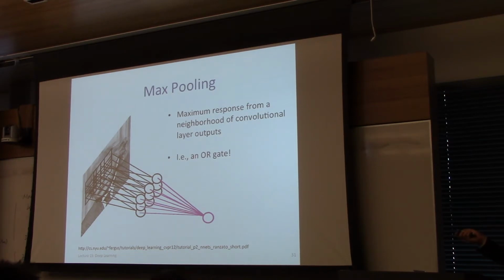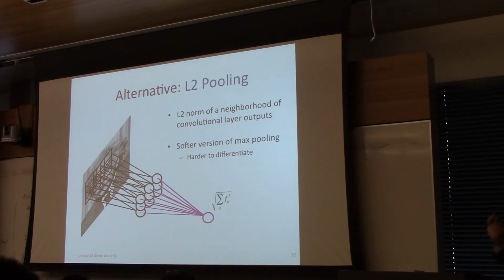So this is what I mean when I say that this network actually has both a nonlinear transform, which is rectilinear, and an OR gate simultaneously before it passes the output to the next layer. One could also do L2 pooling. So you can think of it as a softer version of max pooling. You just take the square root of the sum of squares of the outputs, right?